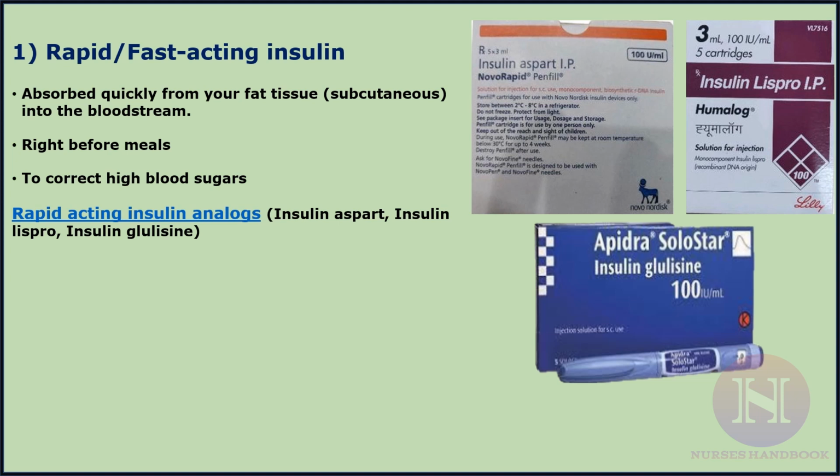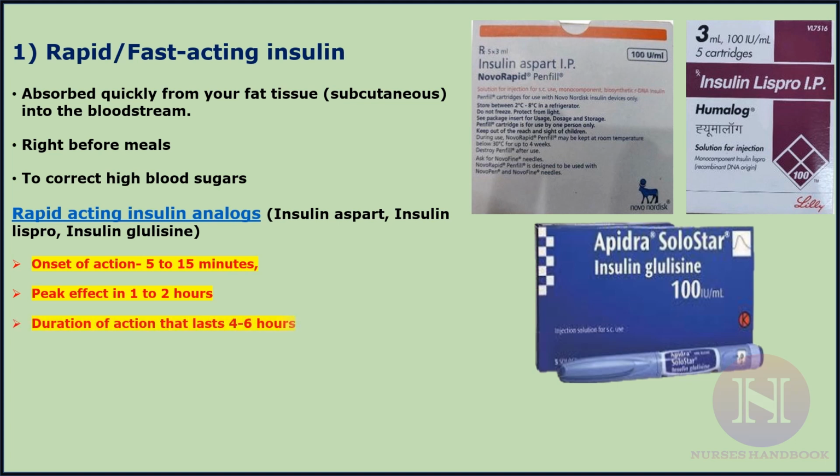Rapid acting insulin has its onset of action within 5 to 15 minutes, and that is the reason why it is given just before the meals. Its peak effect will be in 1 to 2 hours, and at this time there are chances that the patient may go into hypoglycemia if a proper meal has not been taken by the patient. Its action remains for 4 to 6 hours.